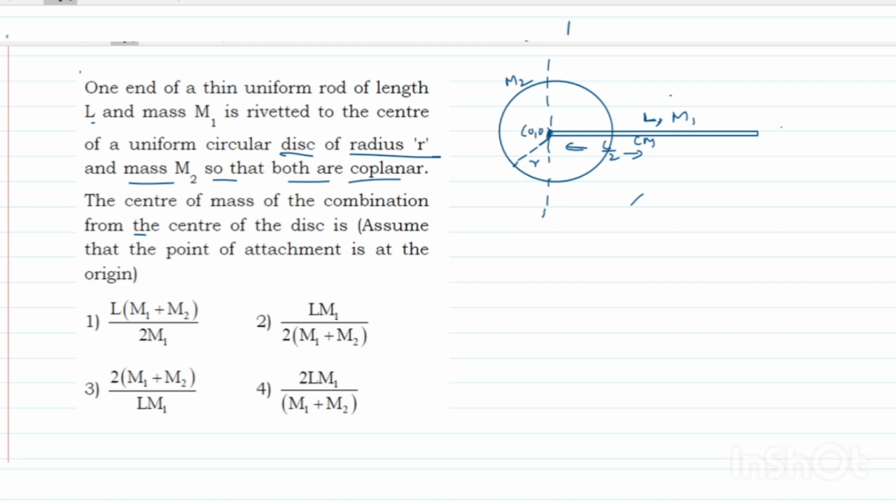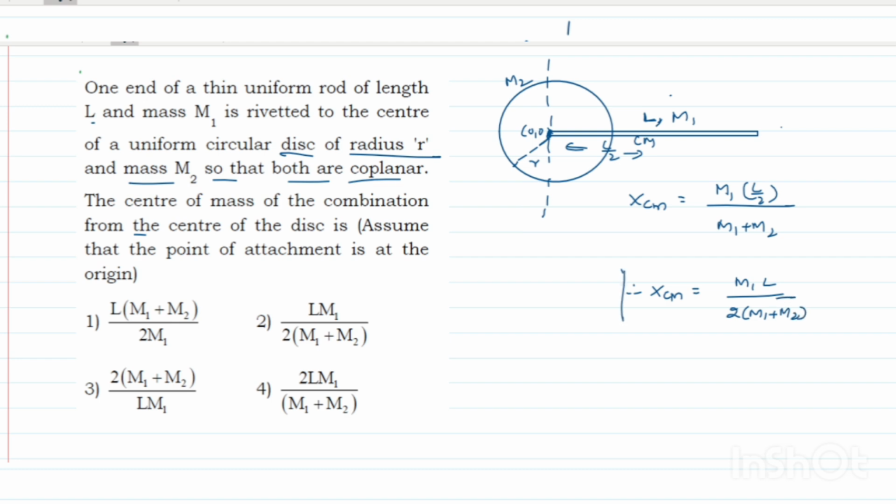Now XCM: it is going to lie only along the x-axis, not along the y-axis. For XCM, this mass will be m1 into the position of its center of mass, L by 2, divided by the total mass, m1 plus m2. That is nothing but XCM, which is equal to m1 into L by 2, divided by m1 plus m2.